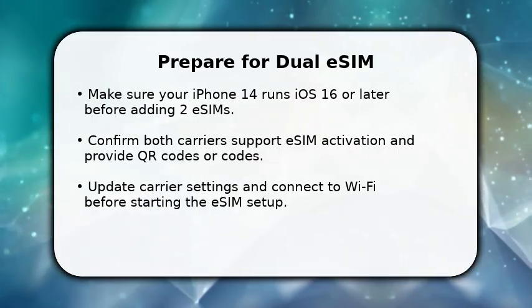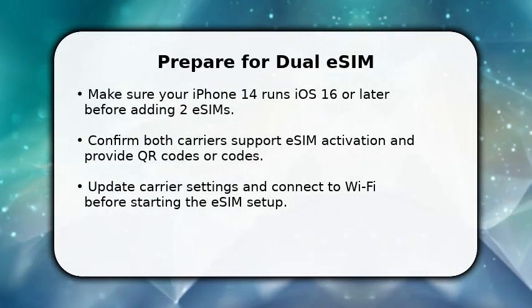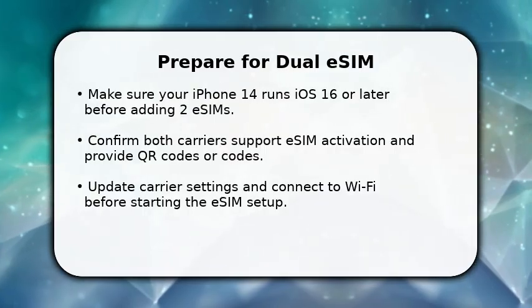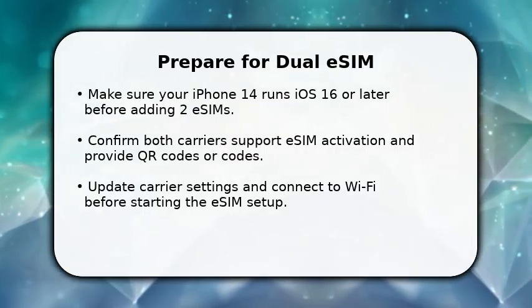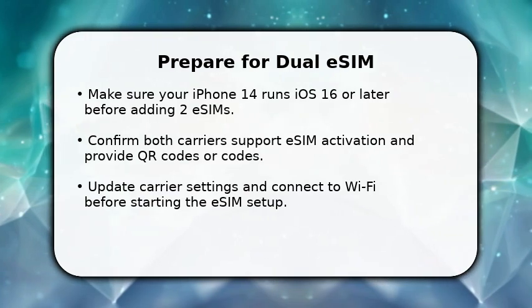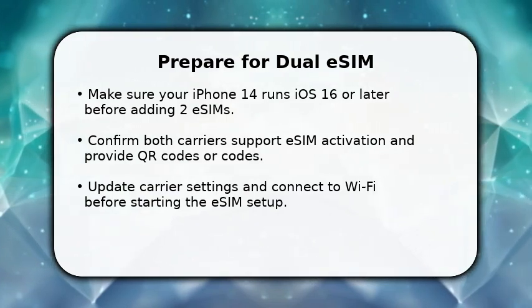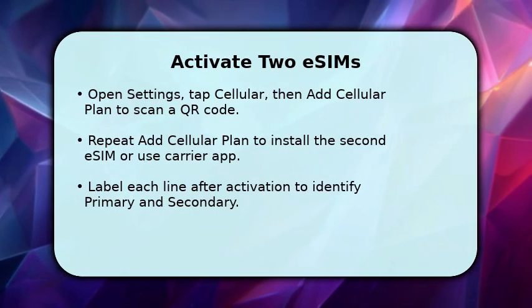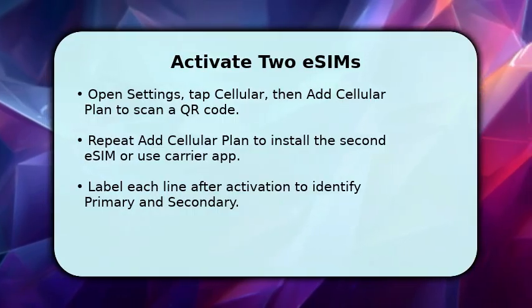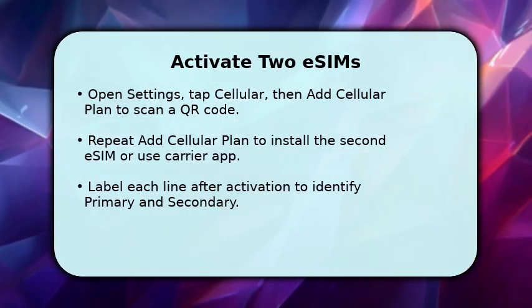Update carrier settings when prompted and connect to stable Wi-Fi to avoid interruptions. Back up your device to iCloud before changing cellular plans. Keep account numbers and PINs, open settings, and tap cellular to begin adding your first eSIM on iPhone 14.